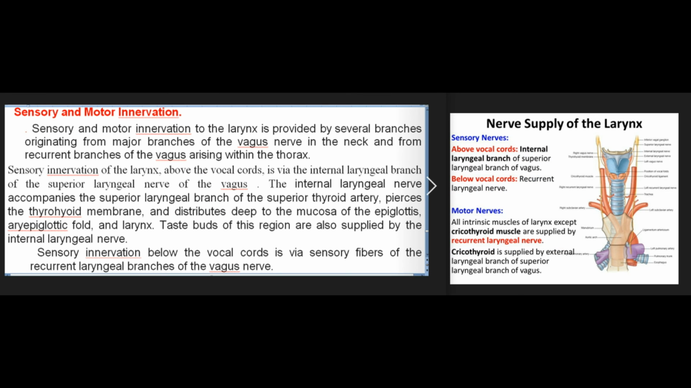Sensory and motor innervation. Sensory and motor innervation to the larynx is provided by several branches originating from major branches of the vagus nerve in the neck and from recurrent branches of the vagus arising within the thorax.